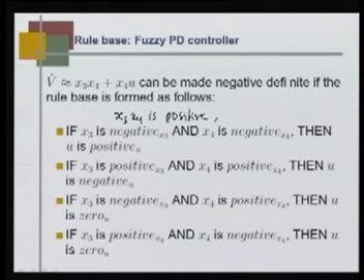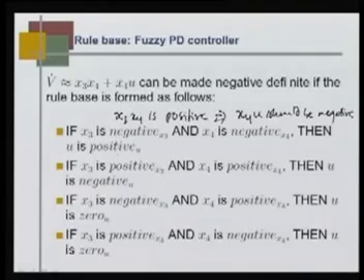So, x3 x4 is positive, this implies x4 into u should be negative. To make these two quantities qualitatively negative, x4 u should be negative, x4 is already known as negative. So, u has to be positive. So, this is the first rule. If x3 is negative and x4 is negative, then u is positive.